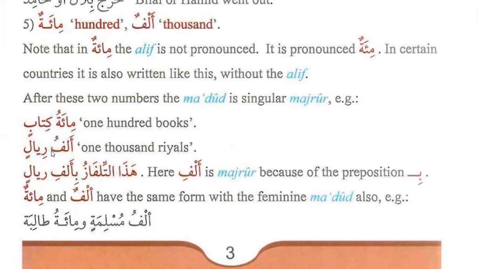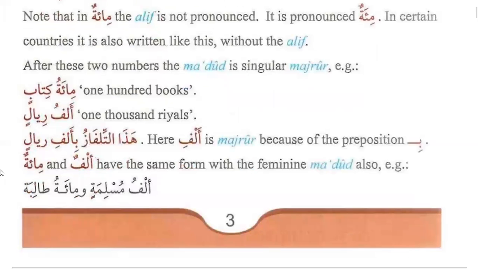Mi'atu and alfun have the same form with the feminine ma'dud also. For example: alfu muslimatin wa mi'atu talibatin.